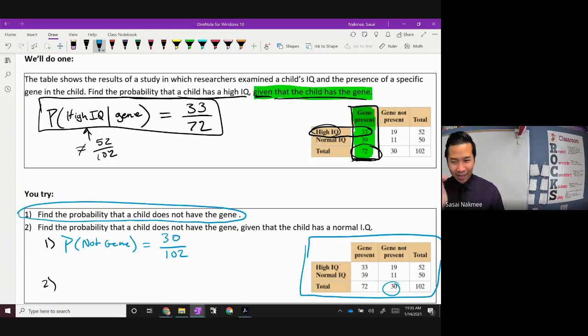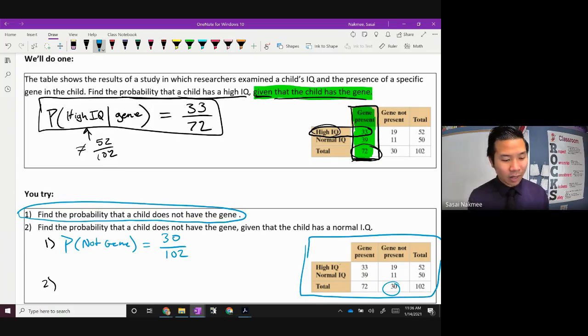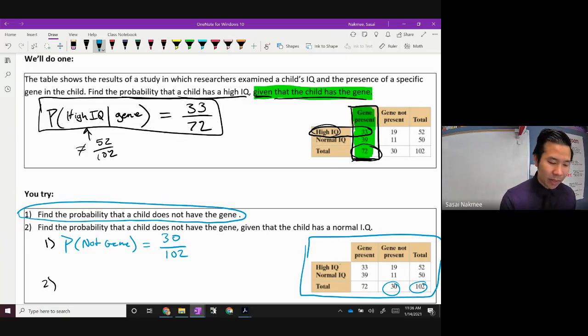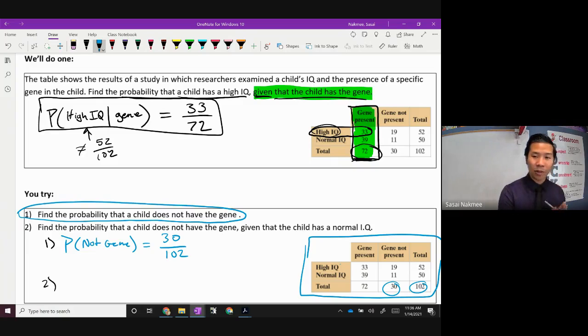Oh, I see it. You guys all typed it out. That's beautiful. That is right. That's your answer. Why is it out of the total 102? Because they're not giving me a condition. We're not focusing on one type of kid. We're focusing on all the kids. And out of all the kids, 102 of them, 30 of them don't have the gene. And that's it for part 1.